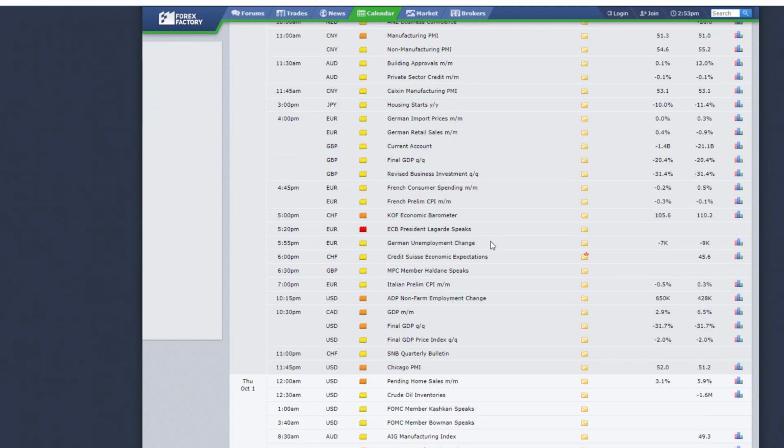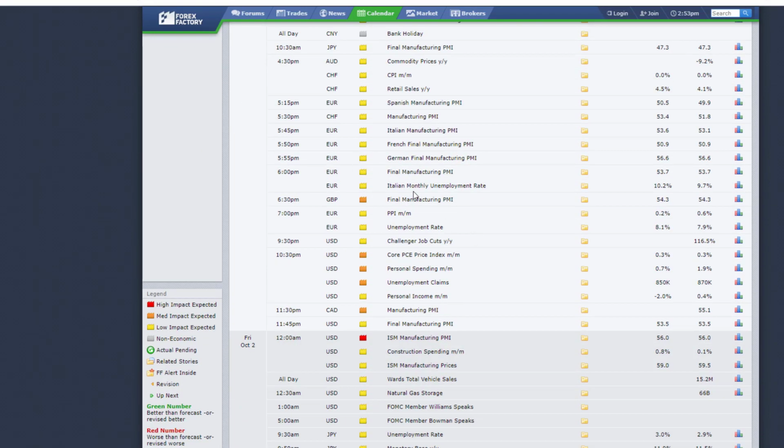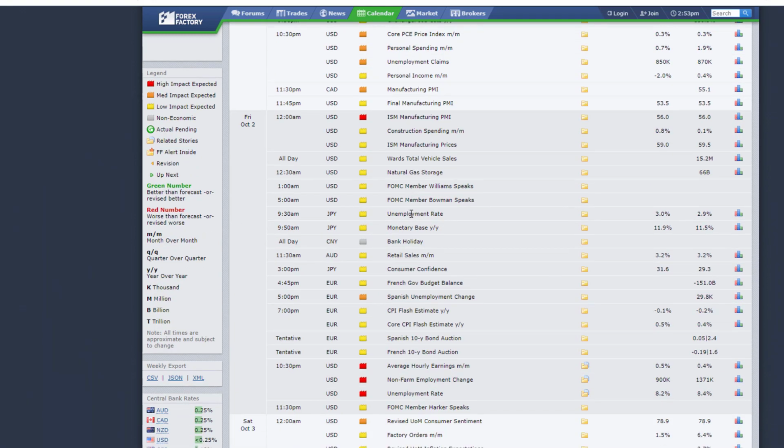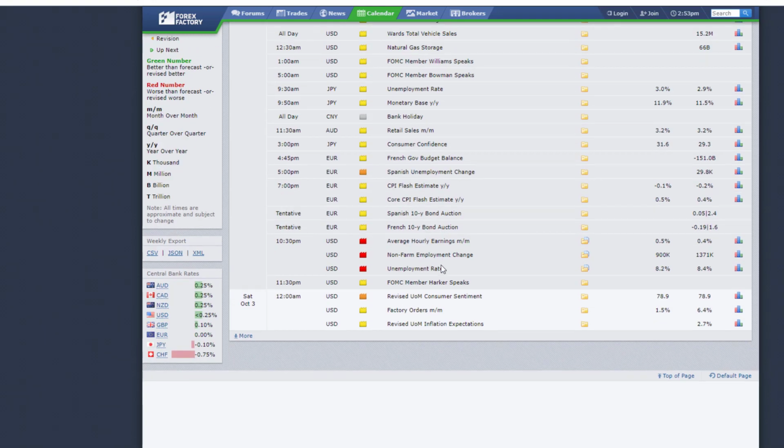Onto the calendars, if we take a look for the next week, really there's a whole bunch of stuff going on with election news, but then at the end of the week, there'll be non-farm payrolls, of course, unemployment rate, all of those types of things.